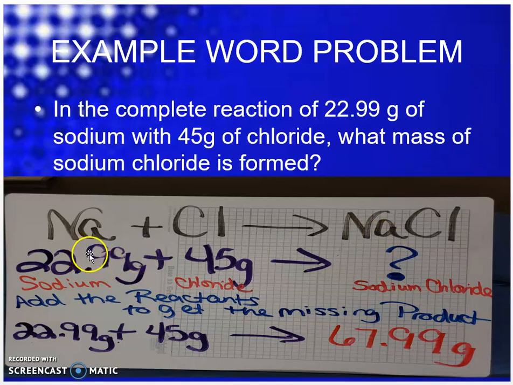So the problem told me I had 22.99 grams of sodium and 45 grams of chlorine. How many grams of sodium chloride should I have? You're going to add the reactants to get the missing product. So 22.99 grams plus 45 grams yields 67.99 grams. So this is balanced because when I add this together, I get 67.99 and I also have 67.99 on the right. Okay?